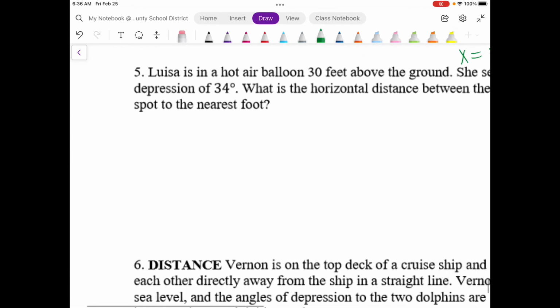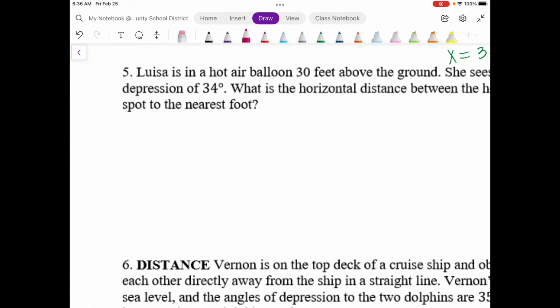Going on to number 5. Here we have Lisa is in a hot air balloon 30 feet from the ground. So hot air balloon, okay, that looks like a light bulb, but that's okay. So the hot air balloon is 30 feet from the ground. And we're assuming the ground is perpendicular, so there it is. She sees the landing spot at an angle of depression of 34 degrees.